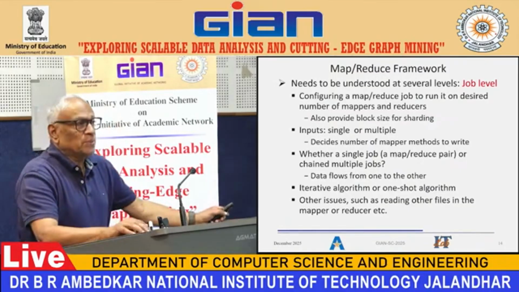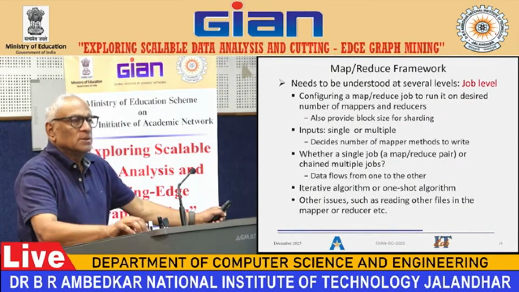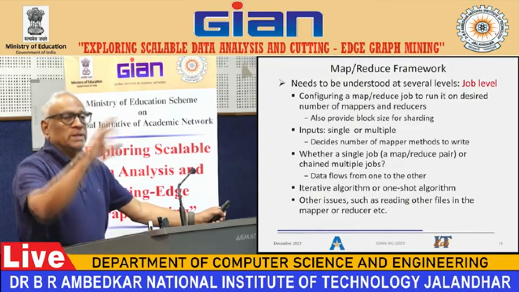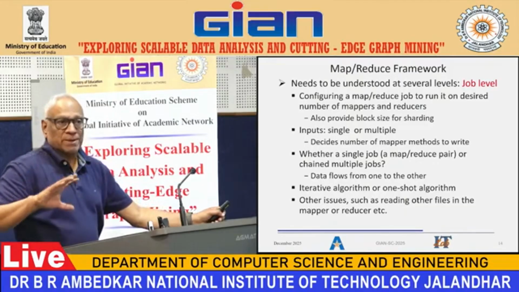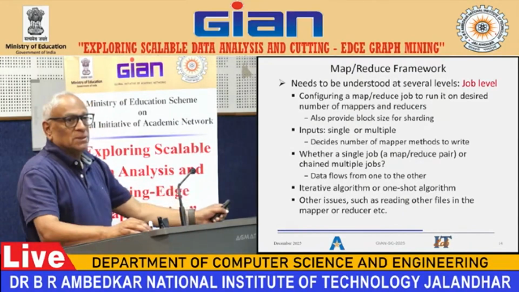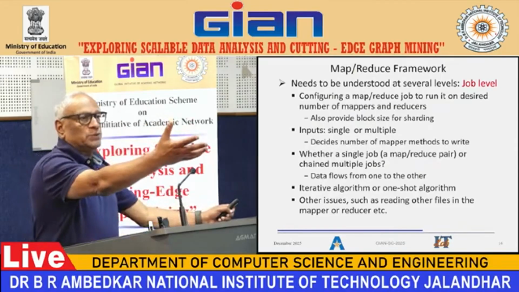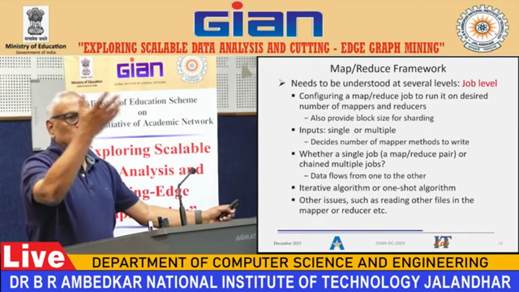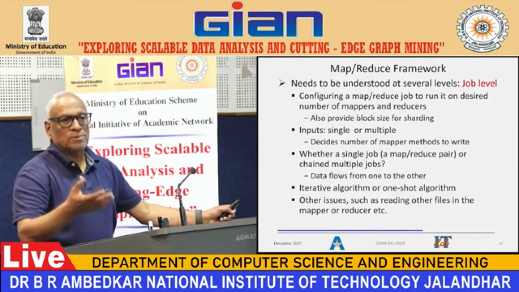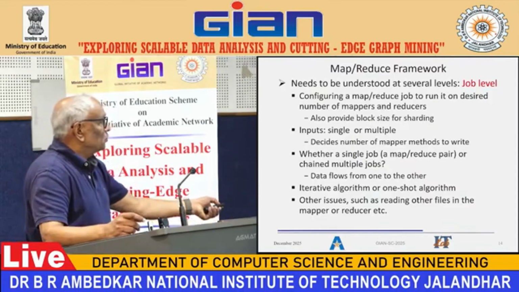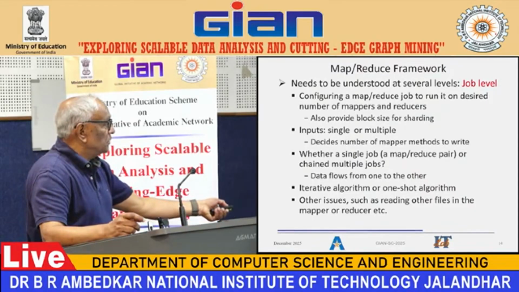But some of the problems cannot be solved with one map, reduce pair. You may need a second pair, you may need a third pair. So you need to decide that. That is called chaining. So you feed the output of the first job into the second job. You feed the output of the second job into the third job and so on. So data flows from one job to the other.